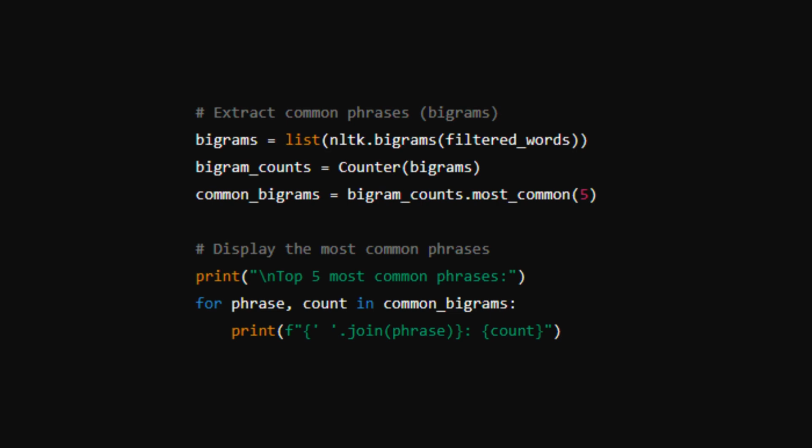And so now we also want to identify common phrases. So beyond individual words, it's often useful to identify common phrases. We generate bigrams, which are pairs of consecutive words, using the bigrams function from the NLTK library. We pass in our filtered words. These bigrams are also counted with the Counter function, allowing us to find the top 5 most frequent phrases.